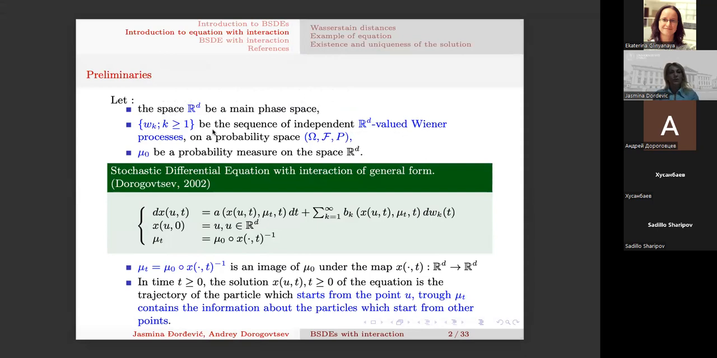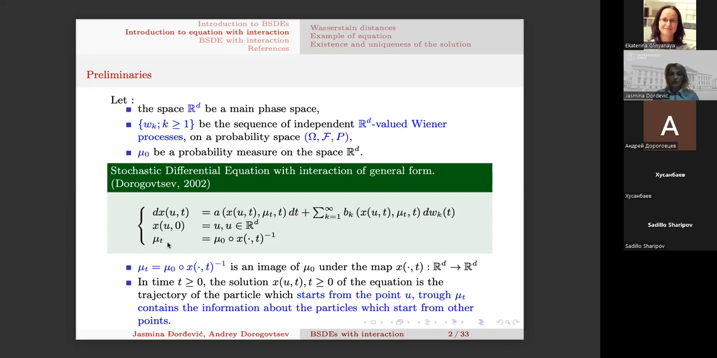So let R^d be the usual notation for the phase space. We have a sequence of independent Wiener processes on a complete probability space. Mu0 will be a probability measure on this phase space, and the stochastic differential equation with interaction of general form, which was introduced by Professor Djordjevich in 2002, has the following form. It has the usual drift, dependent on the state process, the measure mu t and time t, and the diffusion is given as a sum of functions b_k, which again depend on time, measure, and state process.